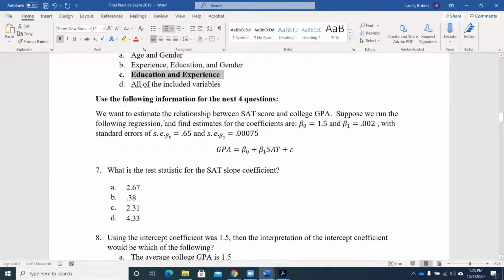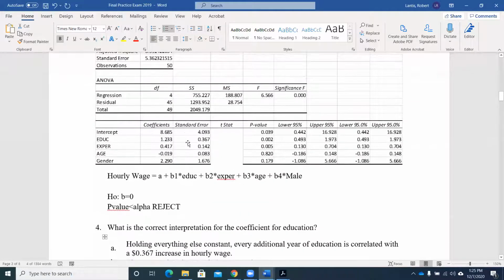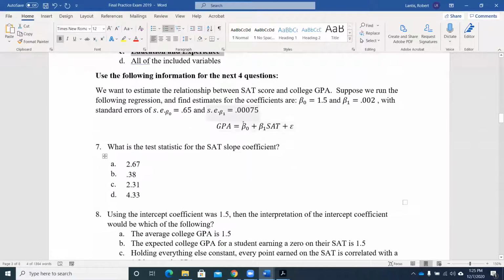All right. Let's assume you want to estimate the relationship between SAT scores and college GPAs. Suppose you run the following regression. You find here's the intercept estimate, here's the coefficient estimate on SAT score, and then here are your standard errors for both of those. So these standard errors, if we think about Excel output, are the standard errors of each one of these different variables. So I've got a pretty simple linear regression here. What would the test statistic be for the SAT slope coefficient?